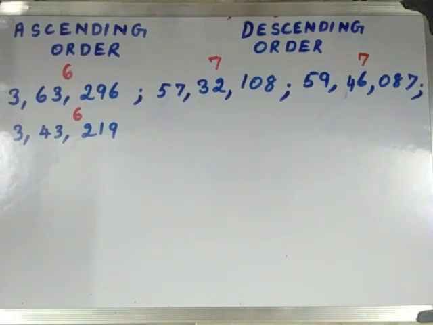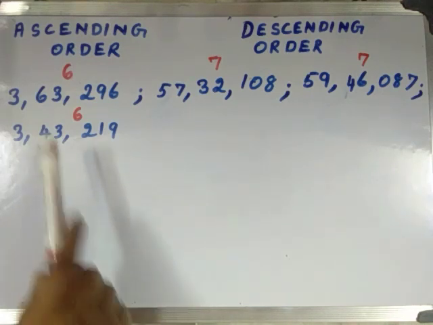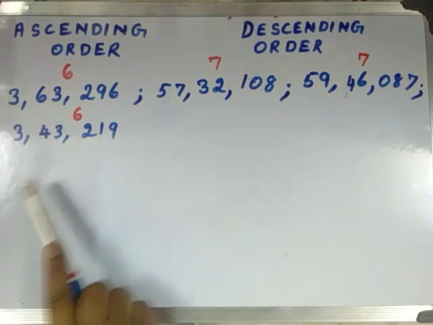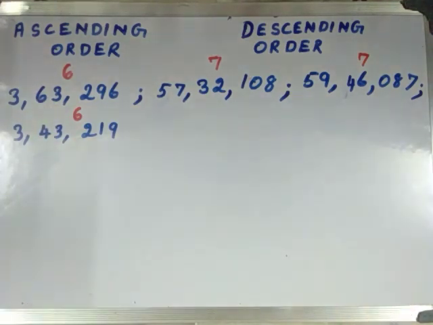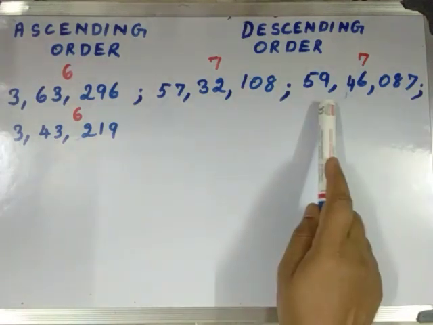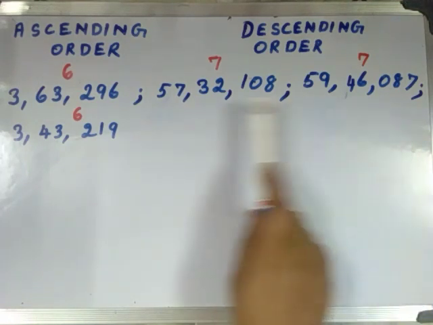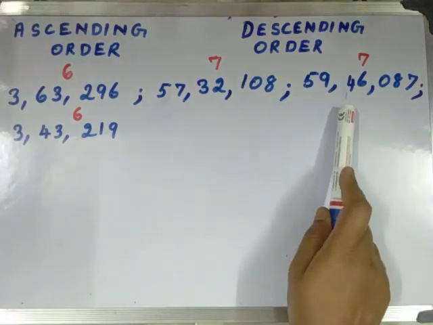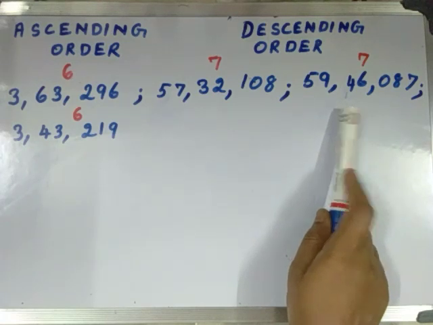Now, since we are going to write these numbers in descending order, first we have to find out which is the largest number. That means which is the big number. Looking at the digits, we can see this number has 6 digits, here 7, this is 7, and this is a 6-digit number. So the largest number is the one which has 7 digits. Now in this case we have two numbers which have 7 digits. So what shall we do?